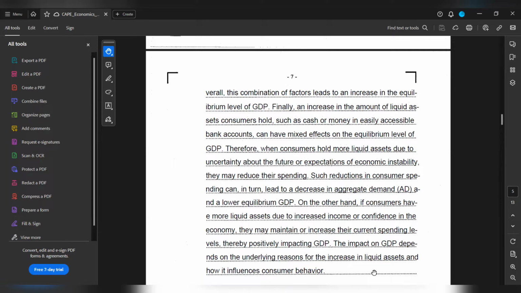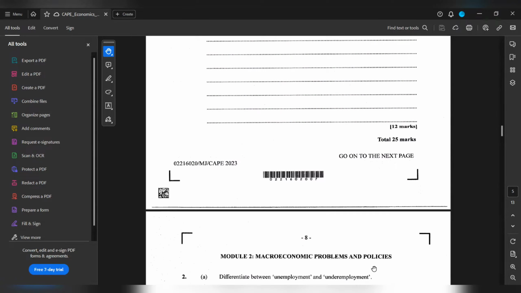The impact on GDP depends on the underlying reasons for the increase in liquid assets and how it influences consumer behavior. Module 2, Macroeconomic Problems and Policies. 2A, differentiate between unemployment and underemployment.